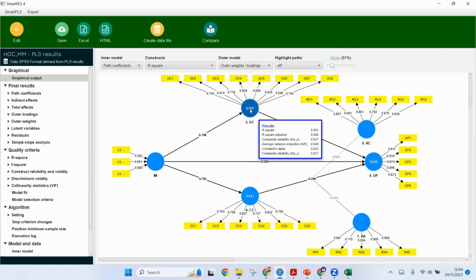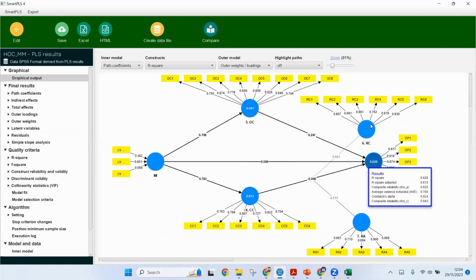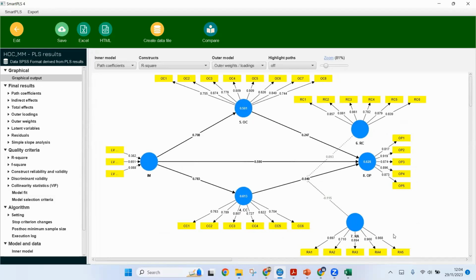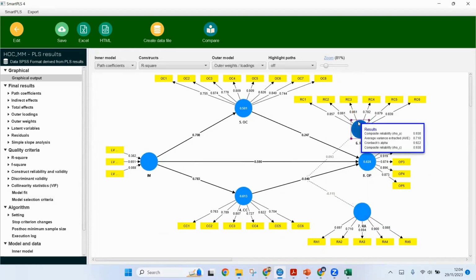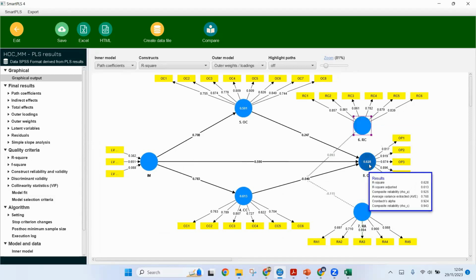And if you see here, you will have values here. But see, there are no values here because they are not influenced by any variable in the study. So if they are not influenced by any variable, they will not have any values whatsoever in those circles. So this variable here, the value is 0.628. If you multiply it with 100, this means 62.8% change in organizational performance is being accounted by three variables.